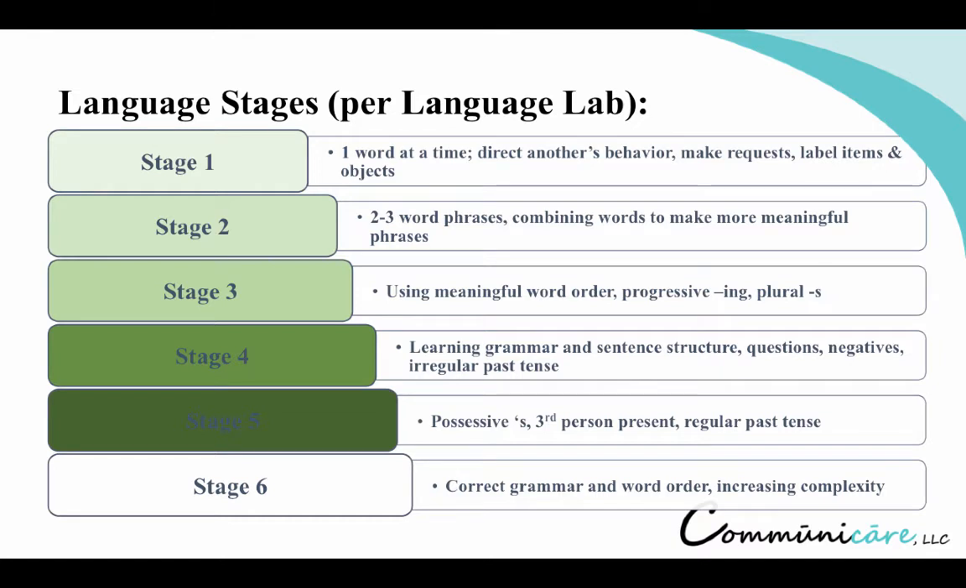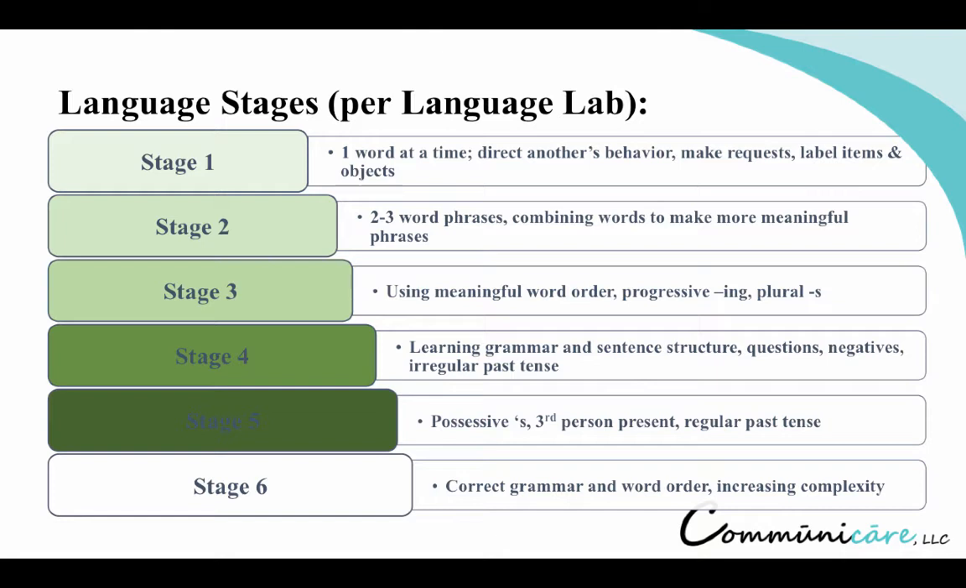So according to the language lab, there are these 6 stages. Stage 1 is really one word at a time, thinking back to that MLU of 1.75. It's predominantly single words used to direct another's behavior, make requests, label items. So some different varied communicative intents and functions, but using really 1 to maybe 2 words at a time. Stage 2, starting to combine words to make more meaningful phrases. So 2 to 3 word combinations may be very simple, but at the same time more effective in terms of communicative intent and meaning.